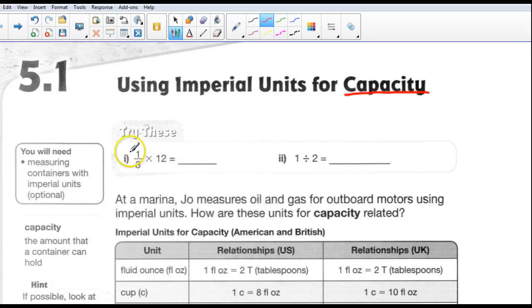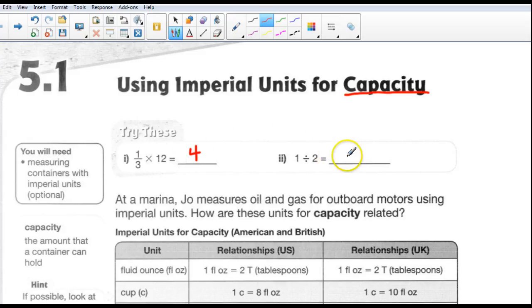You'll notice this from Getting Started, from the unit before: 1/3 times 12. Well, we can do it two ways. We can take 1 divided by 3, get an answer for that on our calculator, then multiply it by 12. Or we can just take 1 times 12 is 12, divide that number by 3, and we get an answer of 4. Either way, we get the same answer.